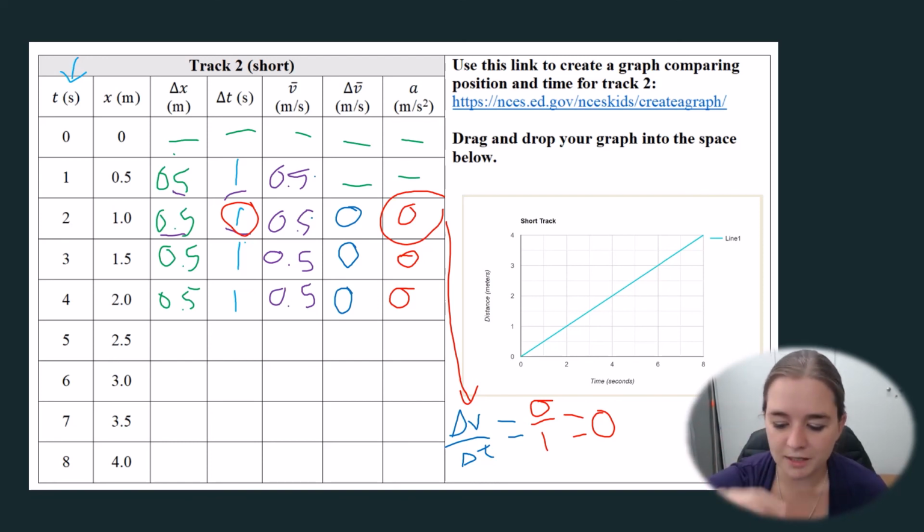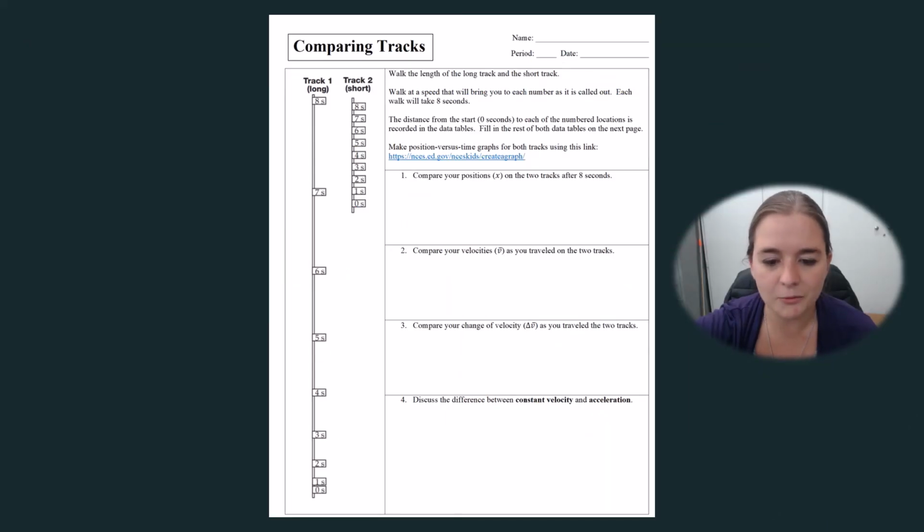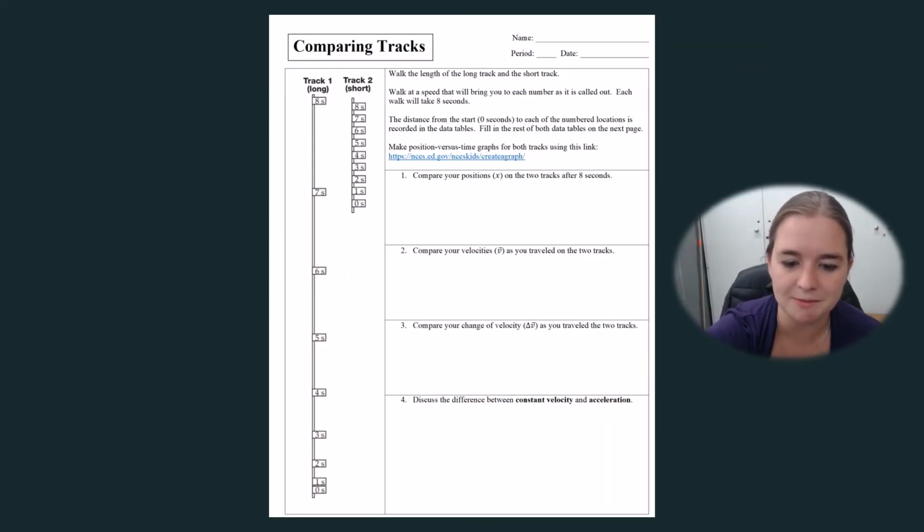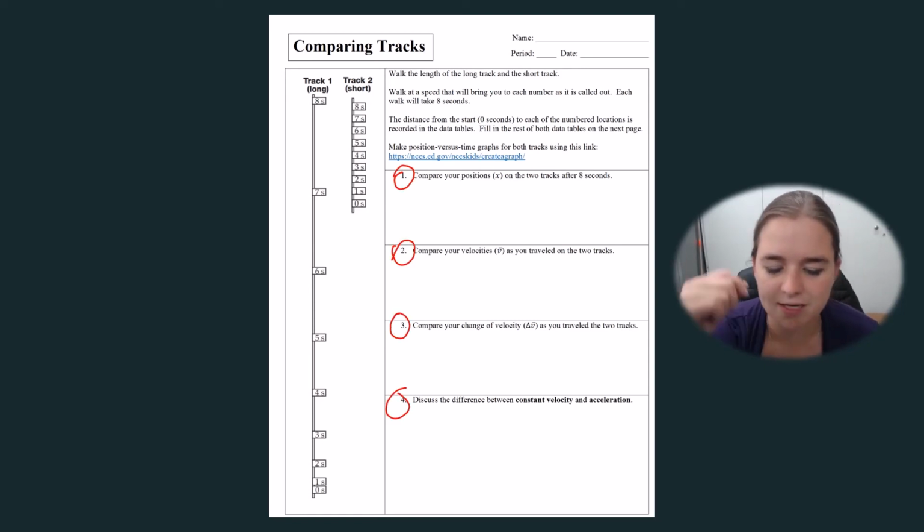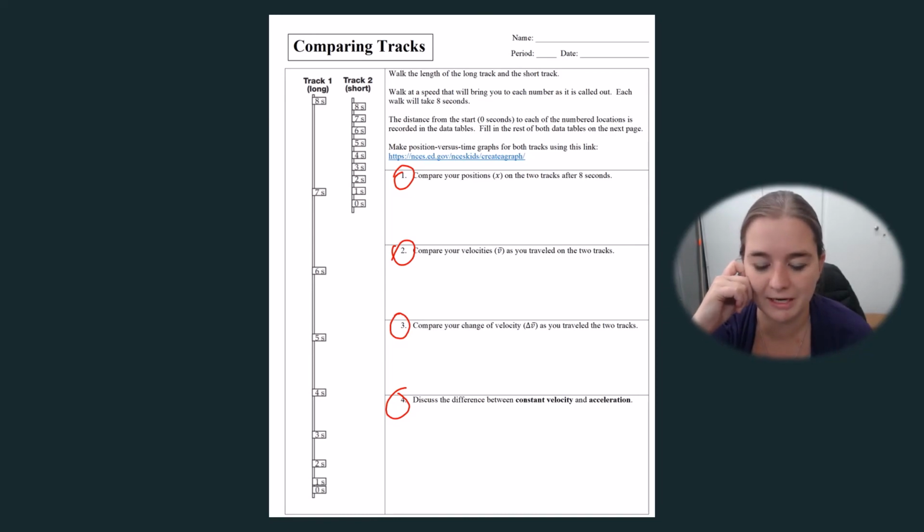So now your job, after you finish these tables, is to take all those big ideas and go back to that first page. You've got some analysis questions to answer with complete sentences, where you're talking about these different pieces that we just figured out and the data that we collected. Get this finished up and then submit your assignment on Teams when you're done.